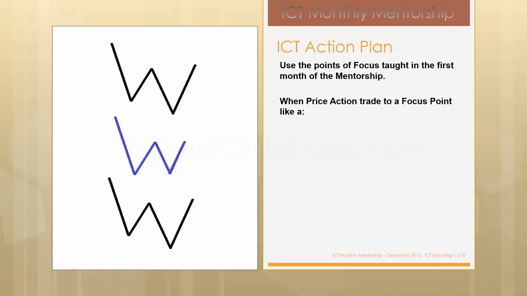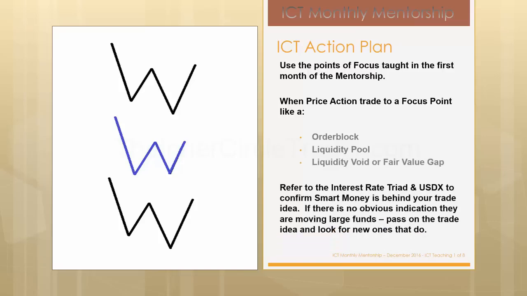When price action trades to a focus point like an order block, a liquidity pool, a liquidity void, or fair value gap, you refer to the interest rate triad and the dollar index. This will confirm smart money is behind your trade idea. If there is no obvious indication that they are moving large funds, pass on the trade idea and look for new ones that do. So what do I mean by that?